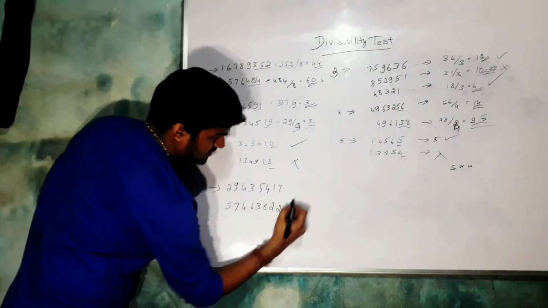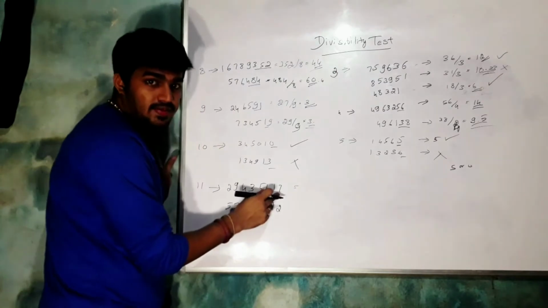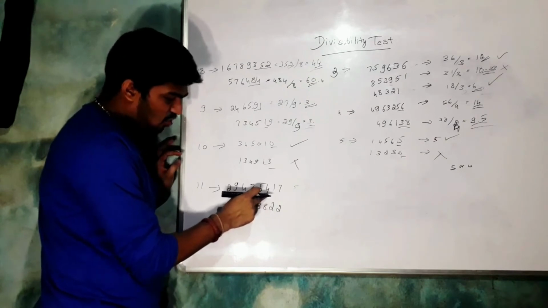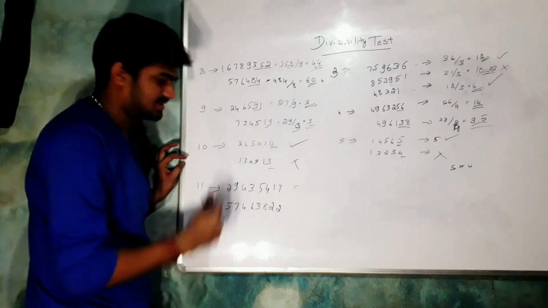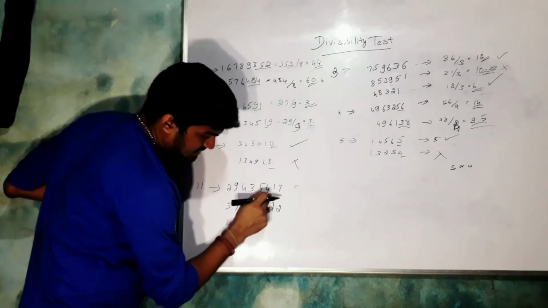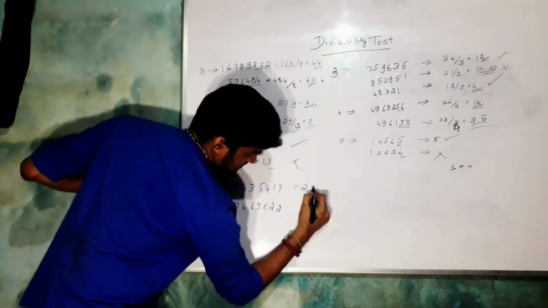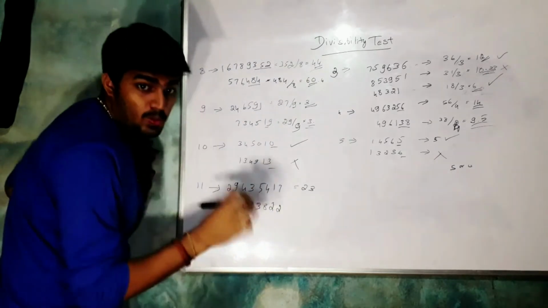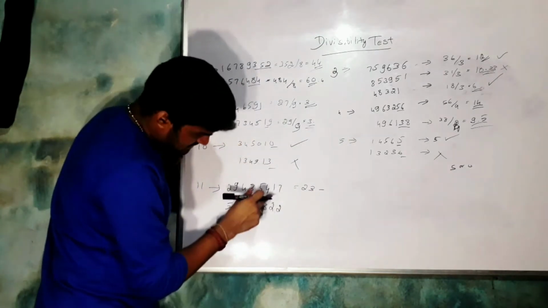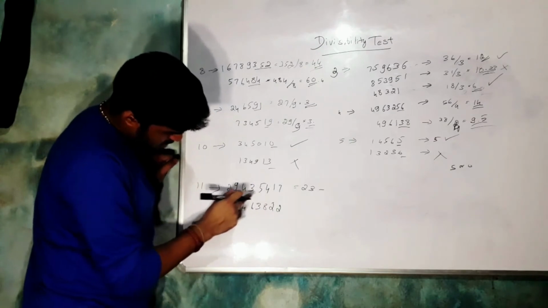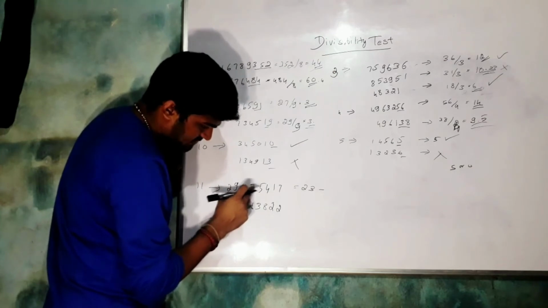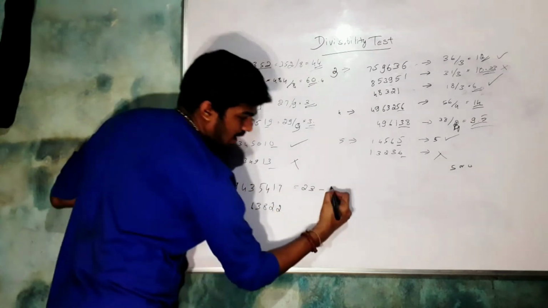Let's see the example. What are the odd places in this first number? It's nothing but 7, 4, 3, 9. Add these: 9 plus 3 is 12, 12 plus 4 is 16, 16 plus 7 is 23. This is the sum of the odd places. Next, take the sum of the even places. What are the even places here? 1, 5, 4 and 2. Add these: 2 plus 4 is 6, 6 plus 5 is 11, 11 plus 1 is 12.